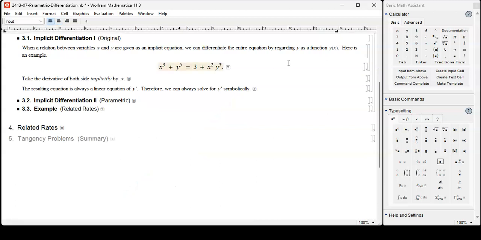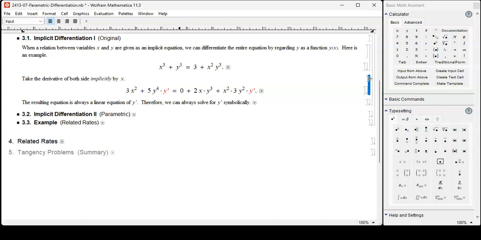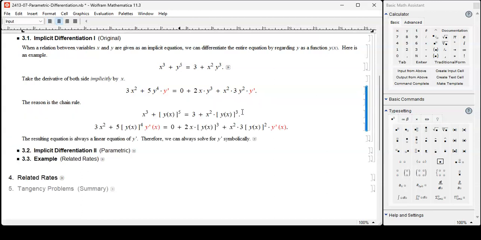Anyway, that's a problem. And then we can take the derivative implicitly by x. What do you get? Well, that's what you're going to get. Take the derivative of x cubed. We get 3x squared. No problem there. Take the derivative of y to the fifth power. We have 5y to the fourth power, but y prime pops up. Whenever you take the derivative with respect to y, y prime pops up. The same goes to the right hand side. And if you want to remind yourself about the reason, it's coming from the chain rule. You have to consider y as a function of x, at least locally. So y of x to the fifth power, y of x to the third power.